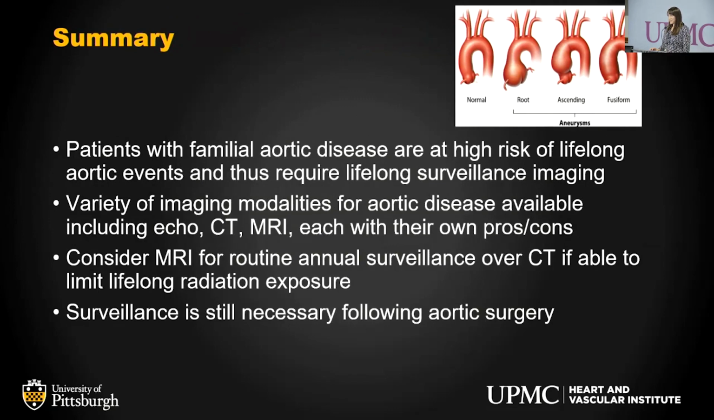So, in summary, patients with familial aortic disease are at high risk of lifelong aortic events and thus require lifelong surveillance imaging. There's a variety of imaging modalities with pros and cons for each one. Consider MRI for routine annual surveillance over CT if you're able to limit lifelong radiation exposure. And it's important to remember that we are not done once they've had an aortic root surgery. Surveillance imaging is still necessary.